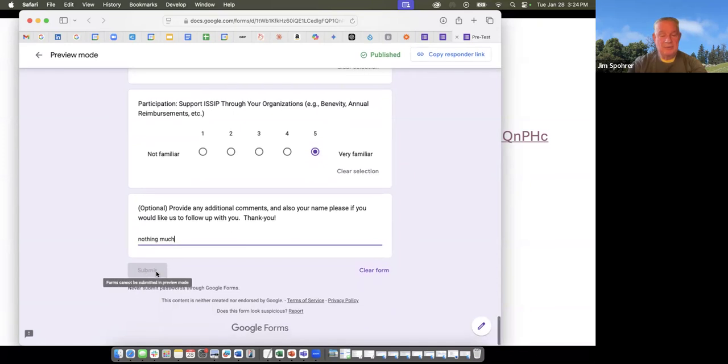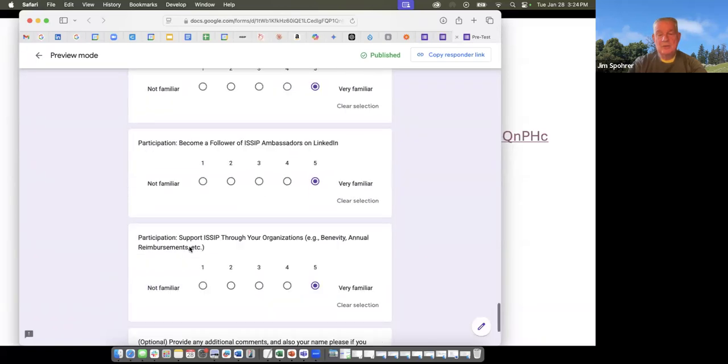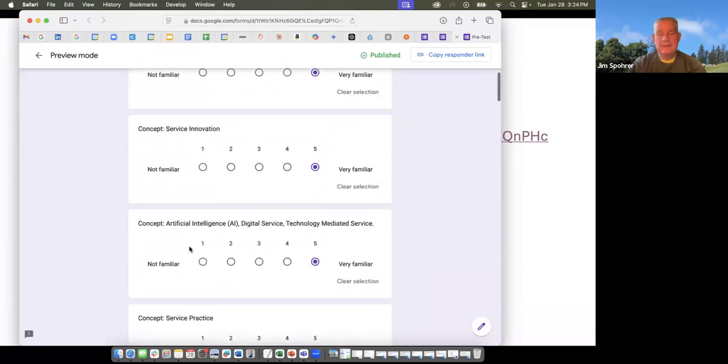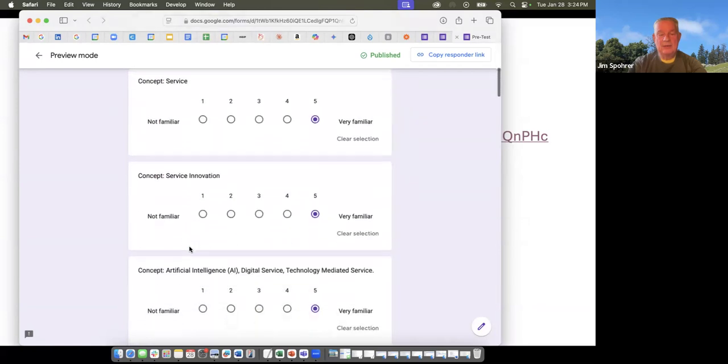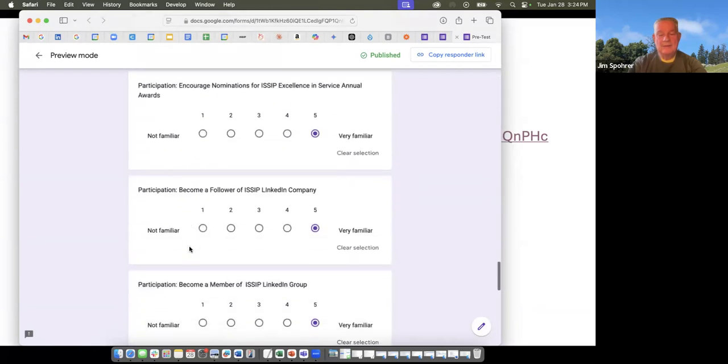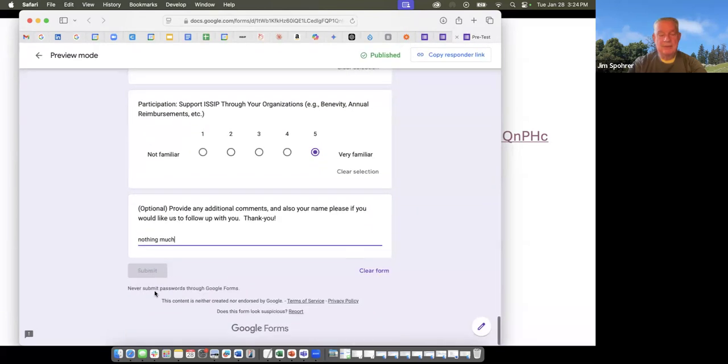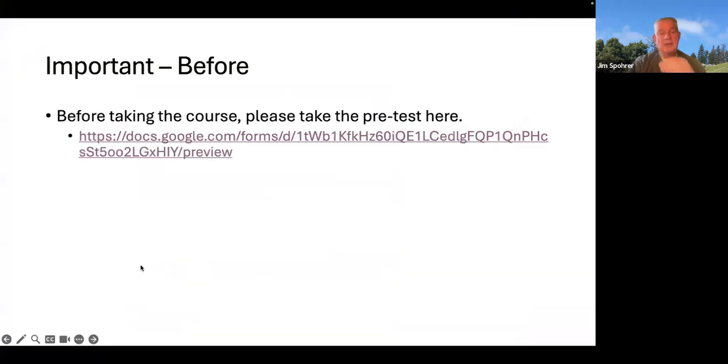Now it says I'm supposed to be able to submit the form. Forms cannot be submitted. What does it say? In preview mode. Huh, that's interesting. So there's a problem there. I will have to figure out how to submit the form, but let me figure that out later. So now if we go back to the presentation, before we do the course, we take the pretest. That's a link to the pretest. I'll get that figured out. Oh, I guess it says preview here. So that shouldn't say preview.